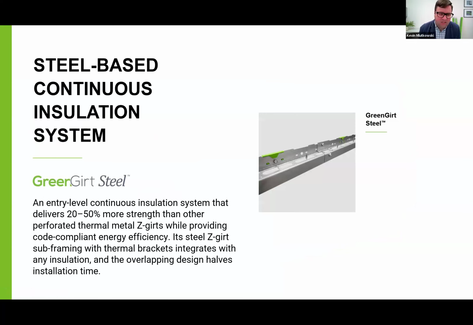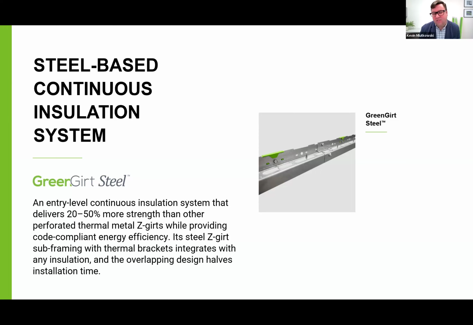And as I mentioned, this is our newest product announced just 7 days ago. This is Green-girt Steel, our new continuous installation system that's entirely steel-based. Fantastic for many different levels, many different reasons. First of all, being the highest strength Class 2 product on the market today, 20 to 50% stronger than some of the other Class 2 steel-based systems.